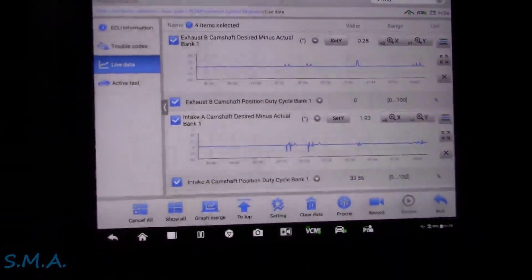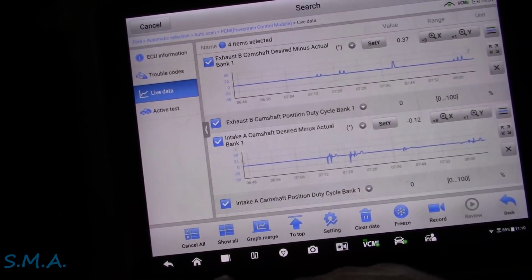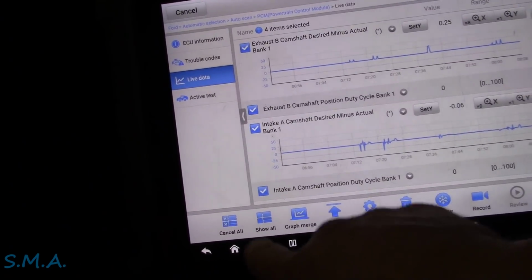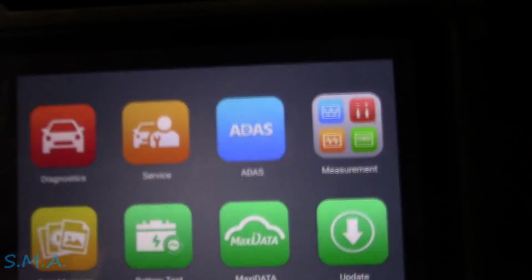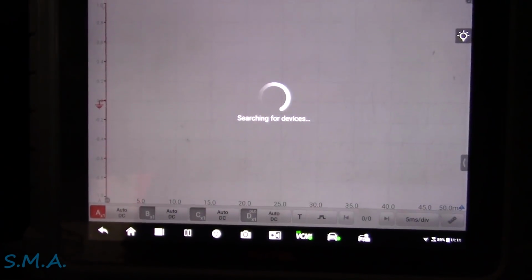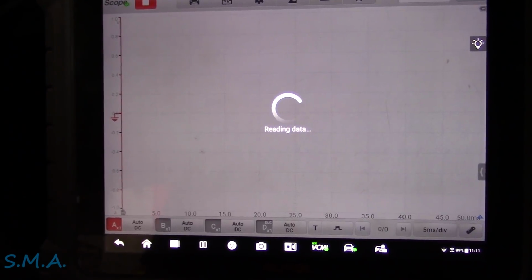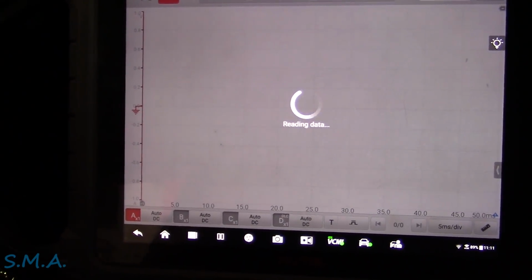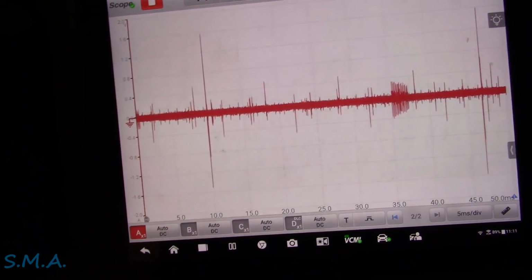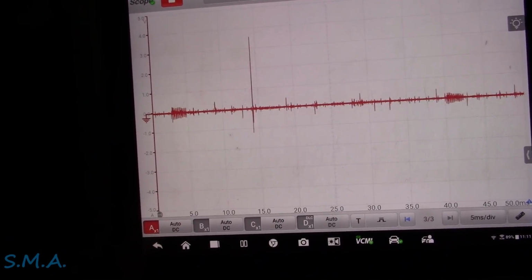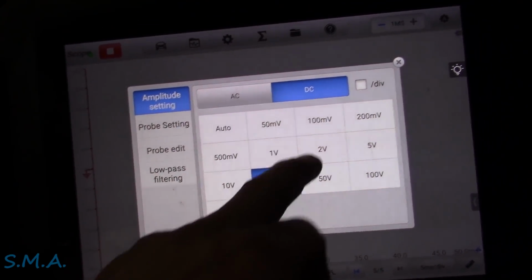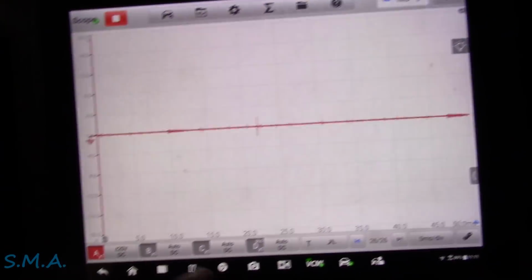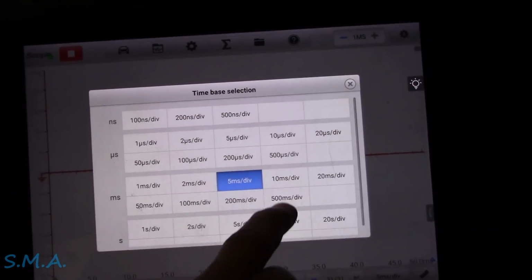So what we need to do now, I don't use this scope a lot, so we're going to fumble here a little bit. We're going to pop into the scope here. Hopefully it just auto-populates, because it should be a duty cycle controlled signal here. So we're going to go to the 20 volt scale, and then we'll change our time.